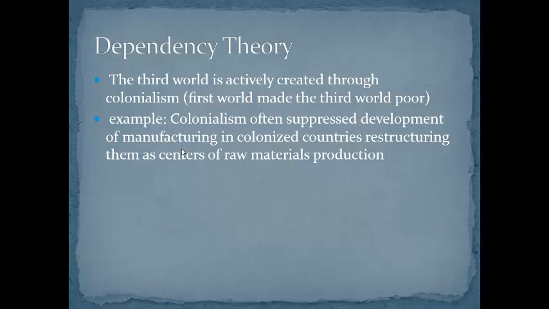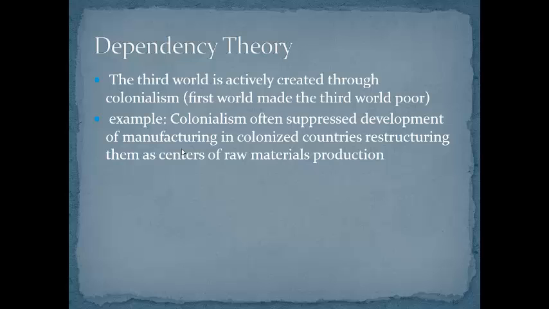So as an example, advocates of dependency theory would argue that the third world did not happen by accident. It was created by capitalism. So, for example, the third world is actively created through colonialism. The first world made the third world poor. It was created through centuries of colonial policy. That would be looking through a Marxist dependency theory lens. That's why poverty exists in certain places around the world and not others.